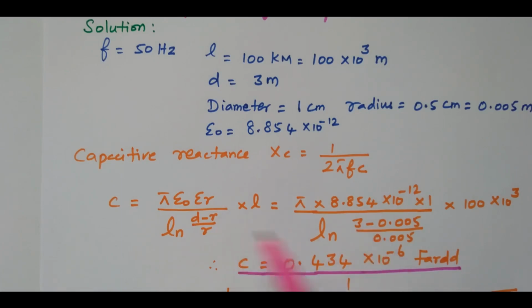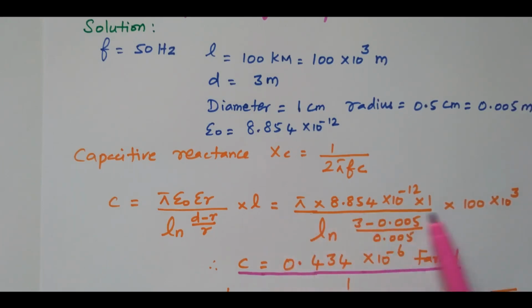Minus radius, 0.005 meter, divided by 0.005. Right. So this is a natural log, base E. You have to consider the base E, not base 10. It's a natural log. Into 100 kilometer, you have to multiply with the length of the conductor, right? 100 kilometer, so 100 into 10 to the power 3.